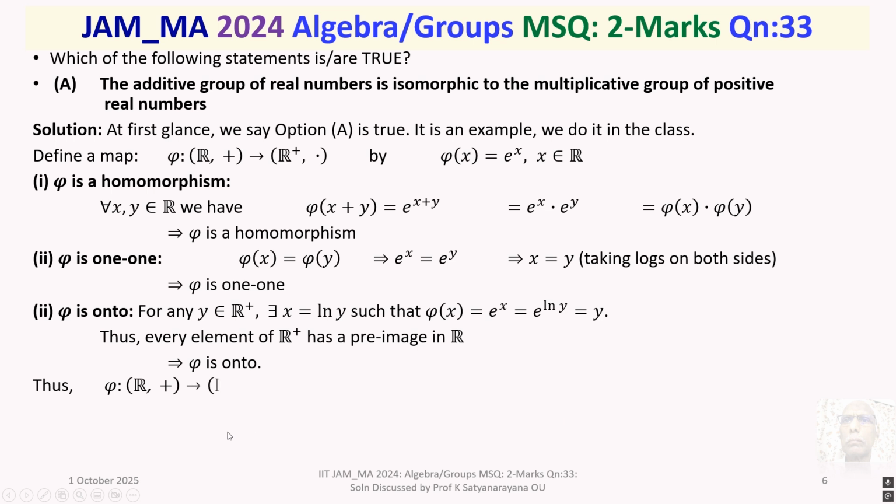Thus phi from R under addition to R plus under multiplication is a bijective homomorphism. Thus they are isomorphic. So option A is true.